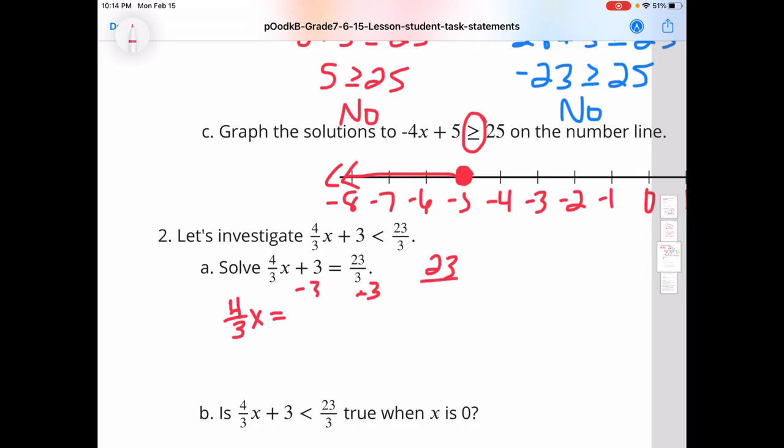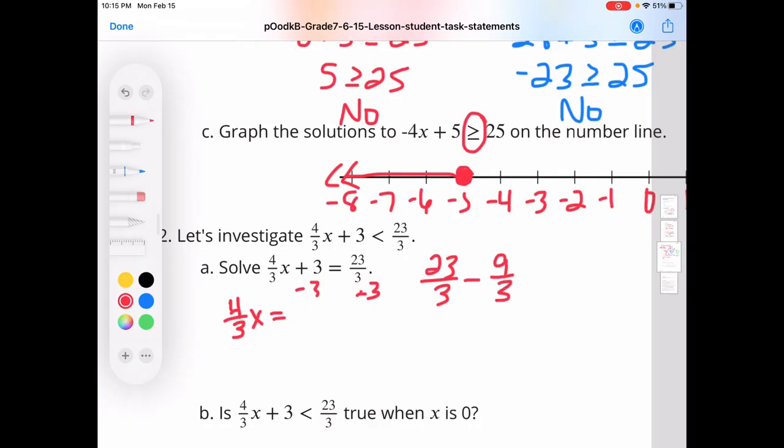So in order, I want to leave this in an improper fraction since I know I'm going to be working with another fraction shortly. So 23/3 minus 3, so I want to change that to a fraction. So if I'm working with thirds, then I know 3 is equal to 9/3. So 23/3 minus 9/3 would give me 14/3. So then 4/3 times x would equal 14/3.